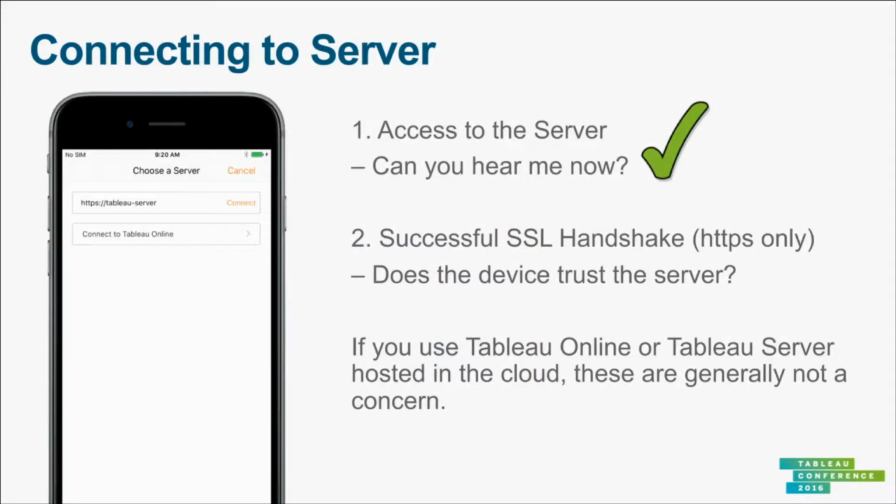So we've checked the first thing off our list, access to the server. Now we want to have a successful SSL handshake. This is for HTTPS connections only. And historically, devices have had trouble with this. We've had people say, well, why are we using HTTPS if it's so hard to connect over mobile devices?